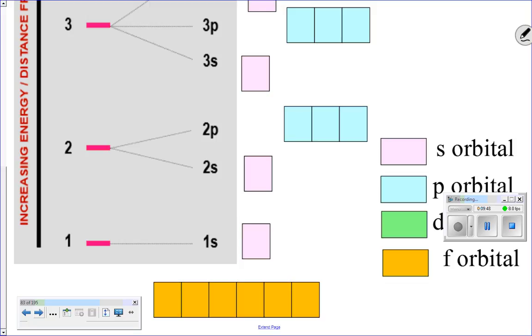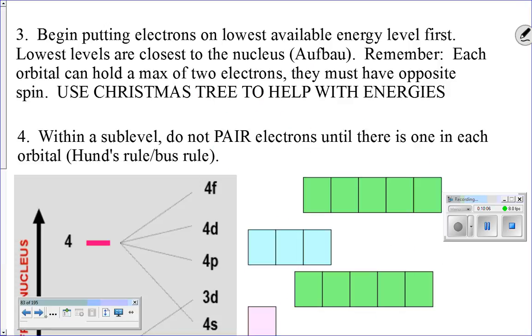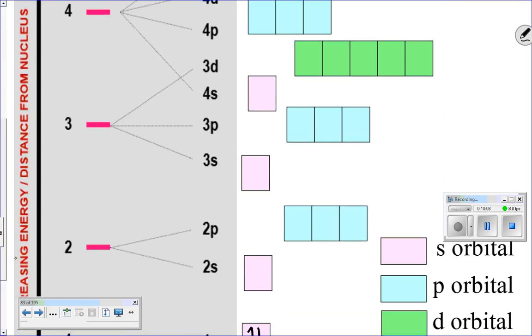So the 1s orbital can fit 2 electrons. So I go 1, 2. I've shown 2 electrons of opposite spin. It's okay to pair these right away because there's nowhere else for them to go. The 1s orbital just has that one little spot. Then I'm going to go to my 2s orbital, according to my Christmas tree. I'm going to put 2 electrons there.